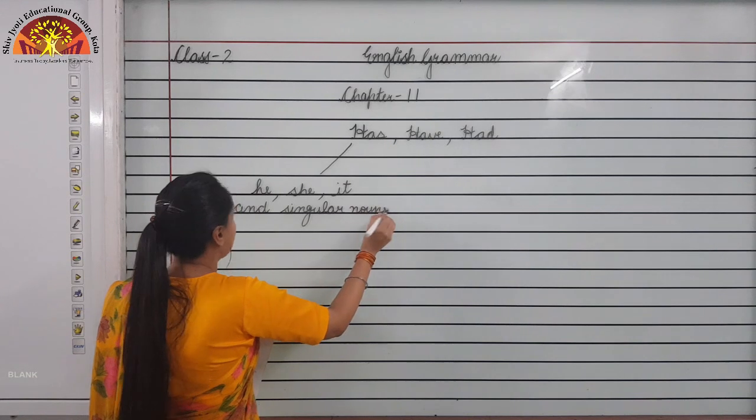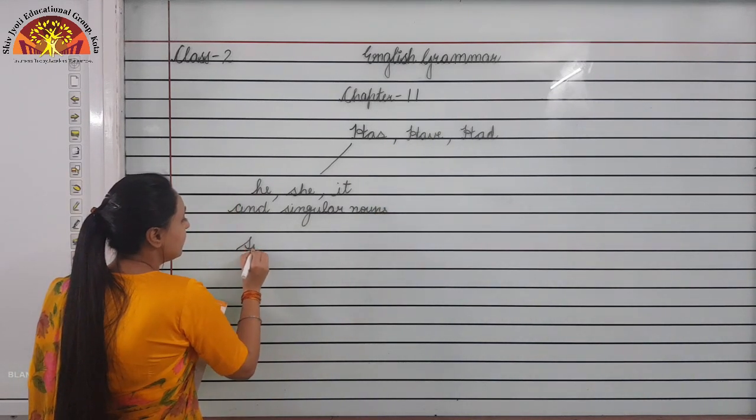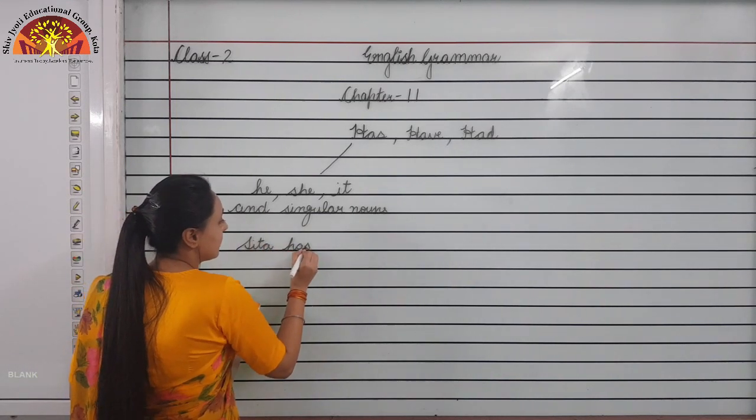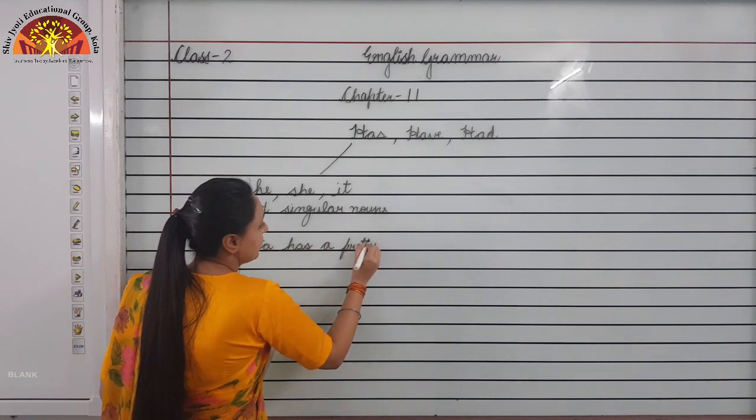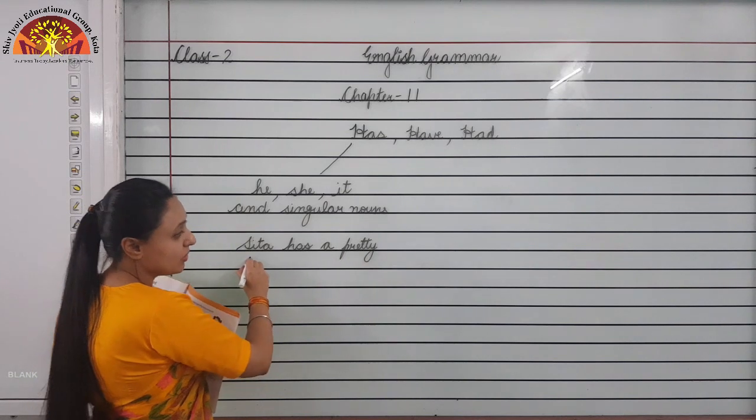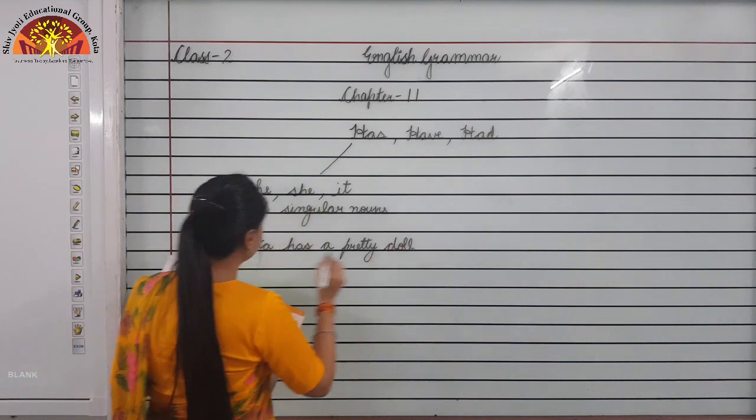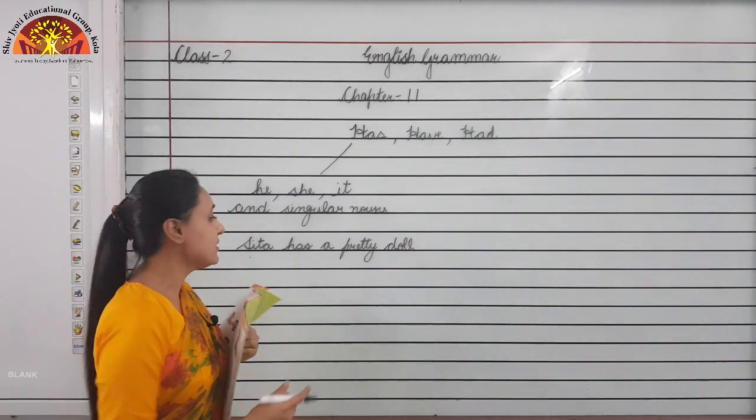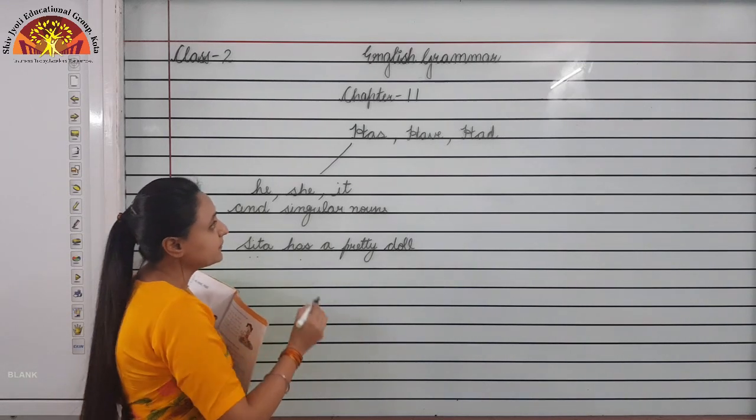Now we will see an example of has. Sita has a pretty doll. So here we are using Sita, a naming word for a girl, okay, and a pretty doll belongs to Sita, okay. With a singular noun we use has, okay.